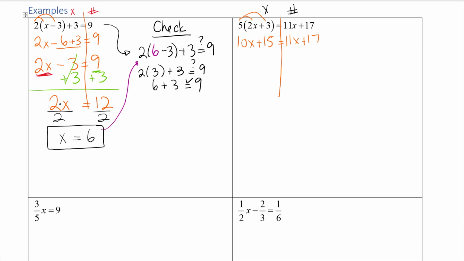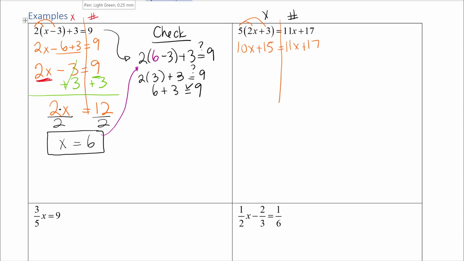So if I want the x's on the left, who's on the wrong side? Well, the 11x is on the wrong side. It's on the number side, and it has a variable. So I need to minus 11x from both sides. And that's going to get rid of the 11x on the right. So I have 10x minus 11x, that's negative 1x, plus 15 equals 17. Okay, so I've got my x's combined together. But now I need to get my numbers together.